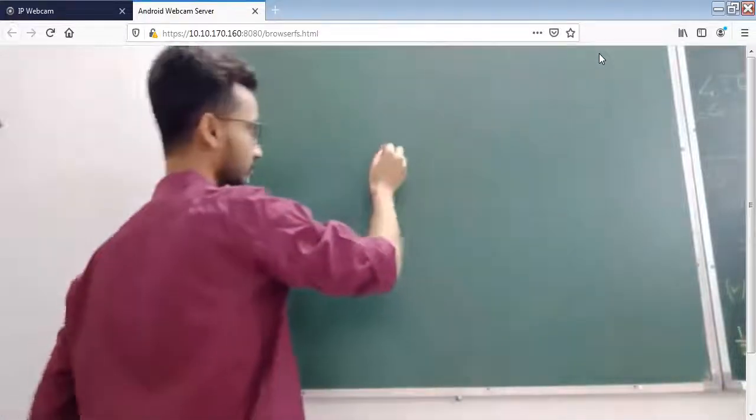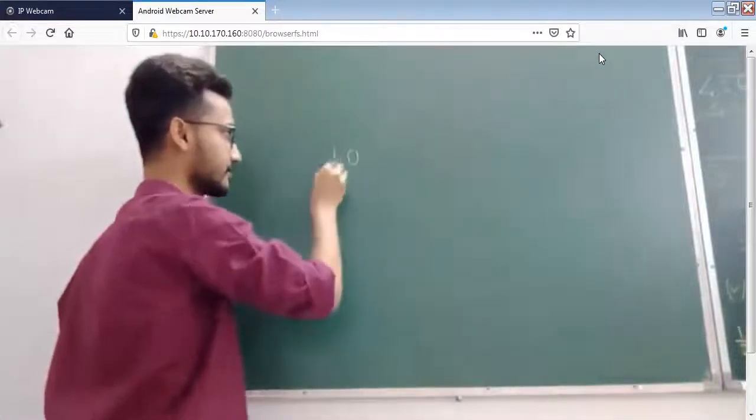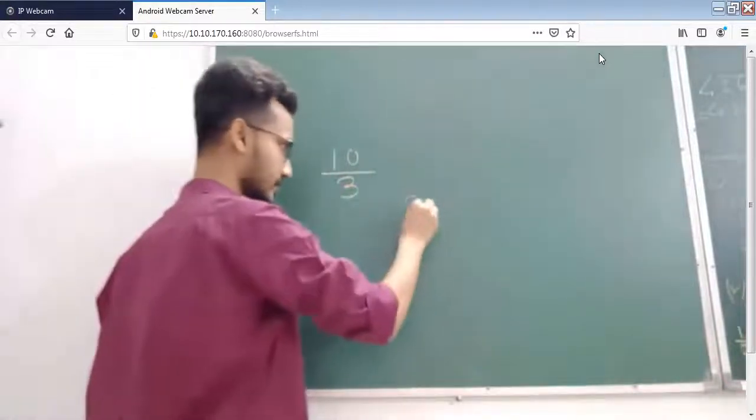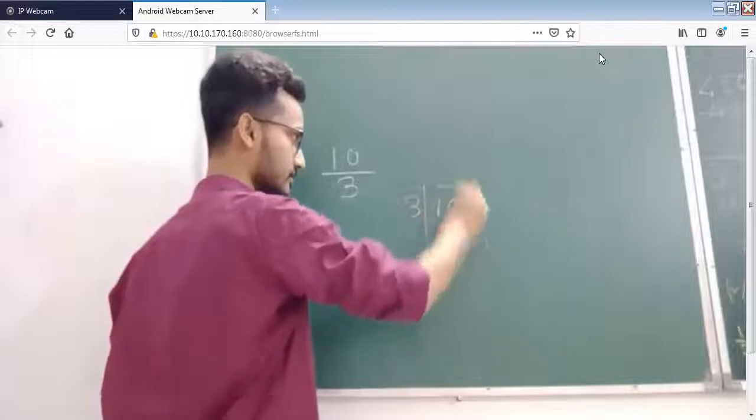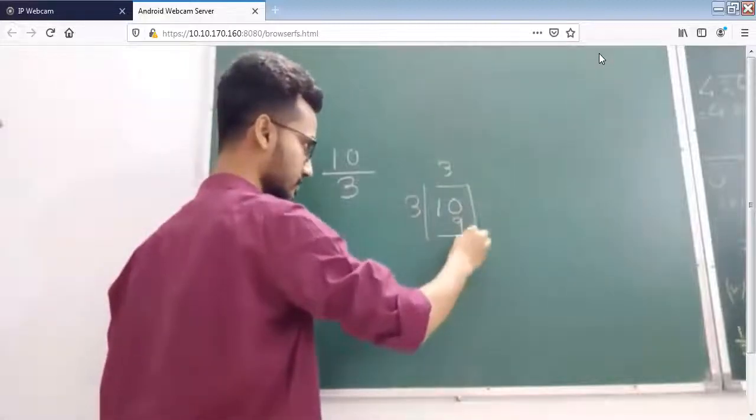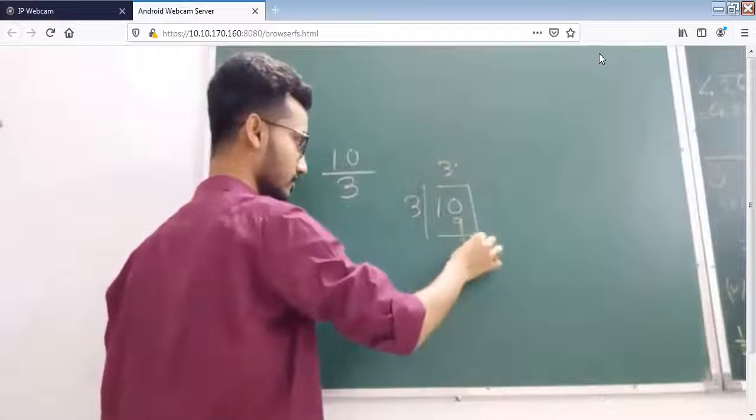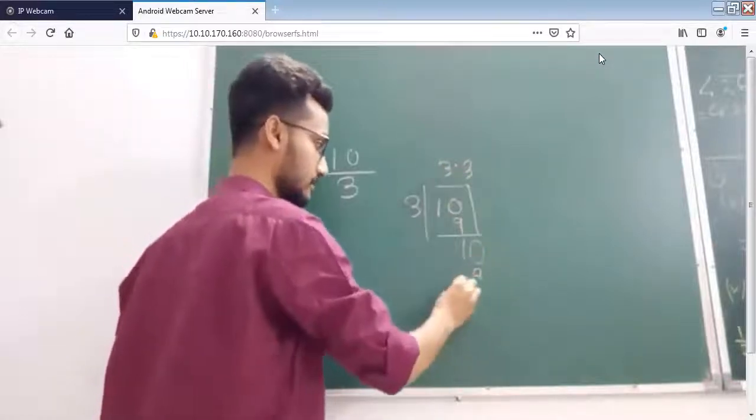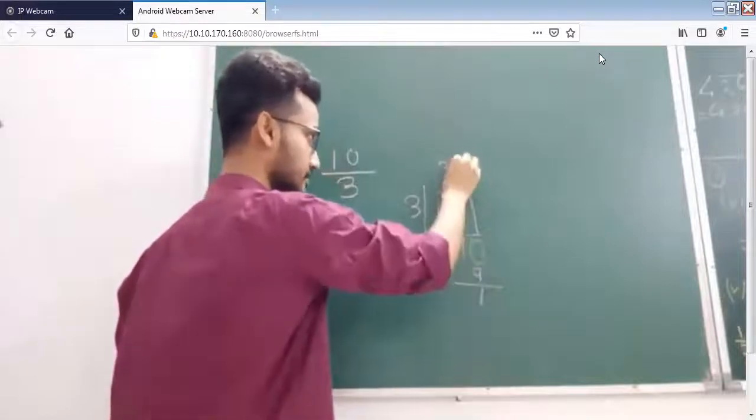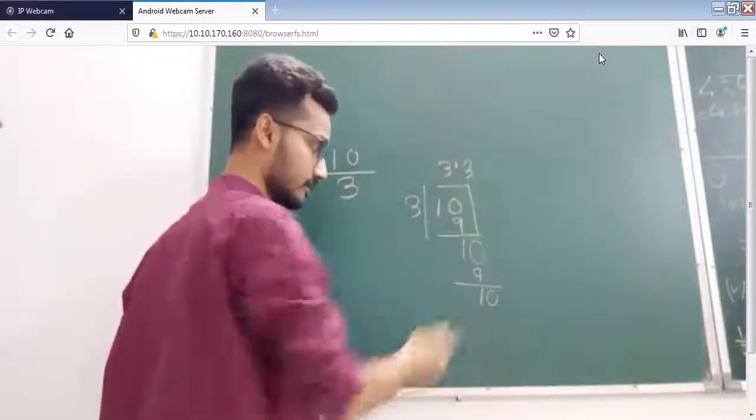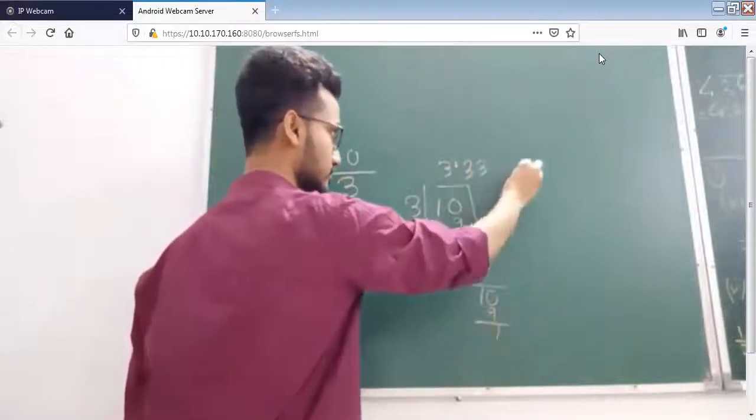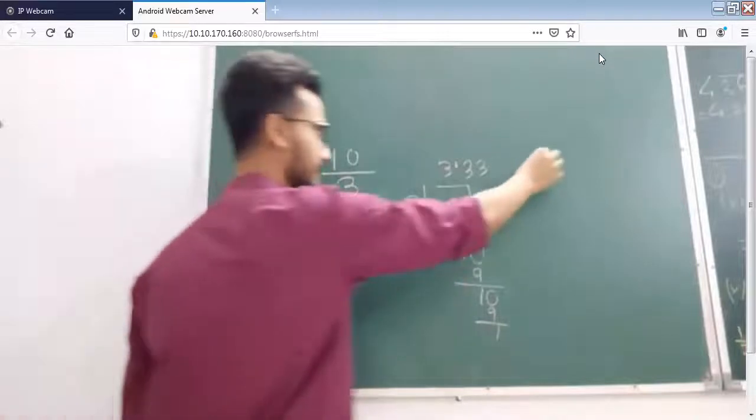Suppose you take one example, if you divide 10 by 3, then see, 3 threes are 9, 1 carry. So to give a decimal here, you again have to give 10, then 3 threes are 9, 1 is the remainder. Again, this decimal is present, so again you can give 0 here. So again 3 threes are 9, again 1 remainder. So this process will continue till infinity.